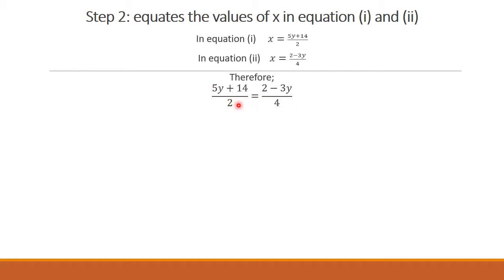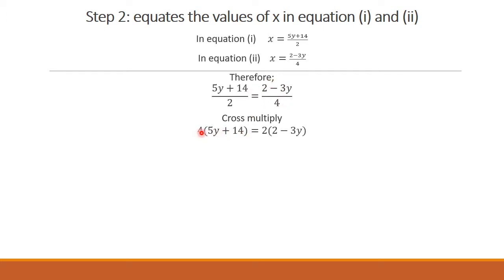So obviously in mathematics, if you have the denominators on both sides of the equation, you just have to do what we call cross multiplication, whereby the denominator on the left hand side multiplies the expressions on the right hand side, and the denominator on the right hand side multiplies the expressions on the left hand side. Okay, so let's see that. So this 4 here is going to multiply 5y plus 14, and this 2 here is going to multiply 2 minus 3y. So let us do that.